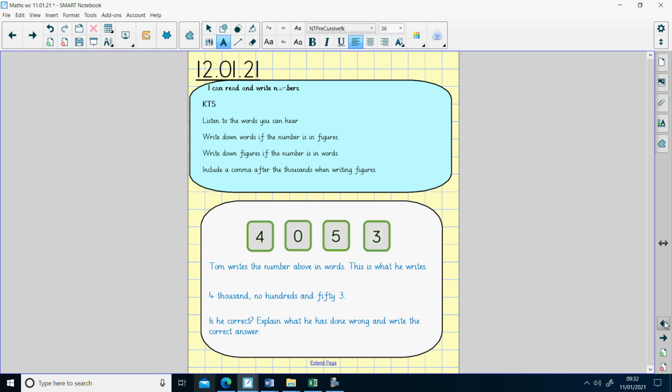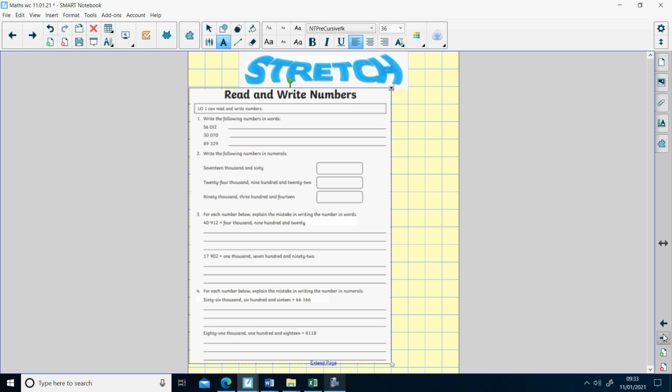Okay, so hopefully you've had a chance to look at that now. So what has Tom done wrong? If we have a look, he's got his 4,000s correct. Then do we write no hundreds? No. What we need to do is just to leave that, and then we write 53. So the correct answer would have been, spell it correctly, 4,000, comma, and 53. So we don't need any words to represent that, the fact there aren't any hundreds. 4,053. Okay, there's also a stretch for some of you that want an extra challenge today. That's uploaded into Teams as well, along with another document with the answers on.